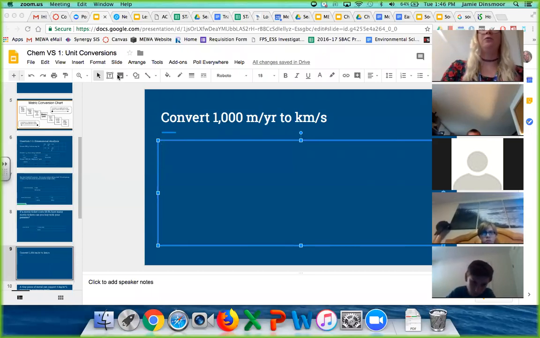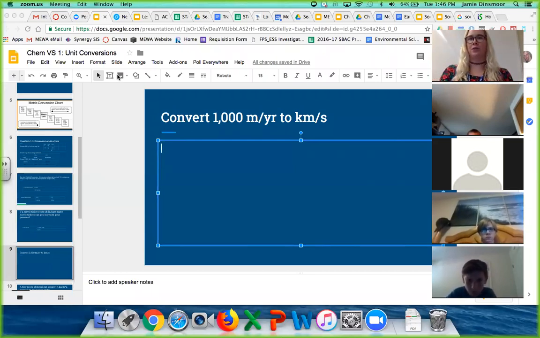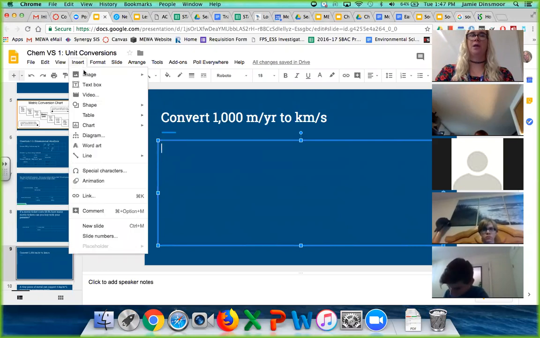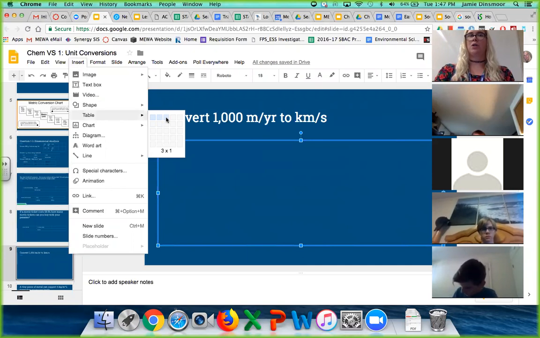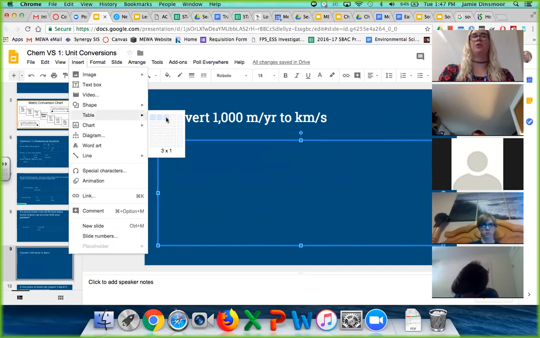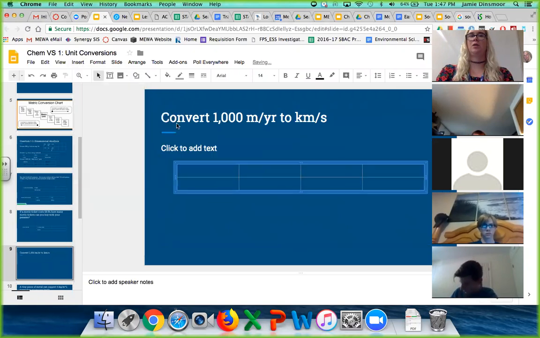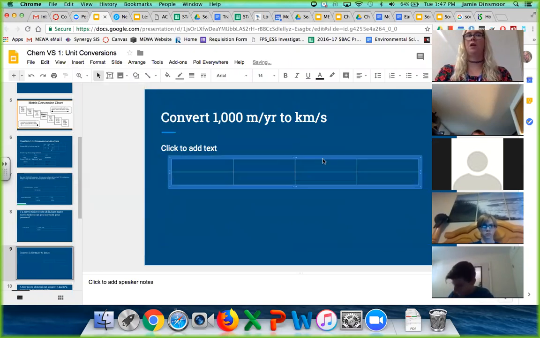So now you're going to try by yourself to convert 1,000 meters per year to kilometers per second. So working to set up your own dimensional analysis here. Again, dimensional analysis is the box thing that will convert meters per year into kilometers per second. So I'm going to give you guys about a minute to try this on your own, then we'll go through how to set this up.